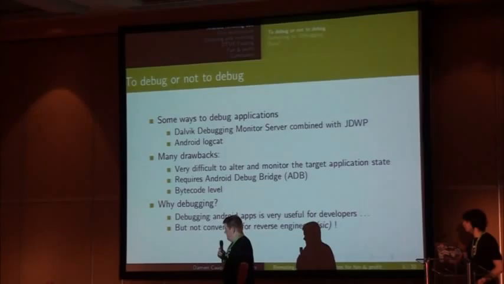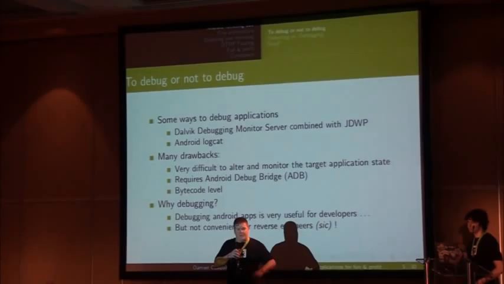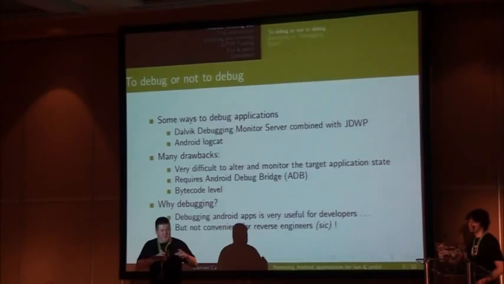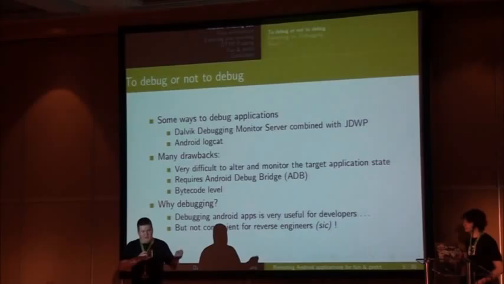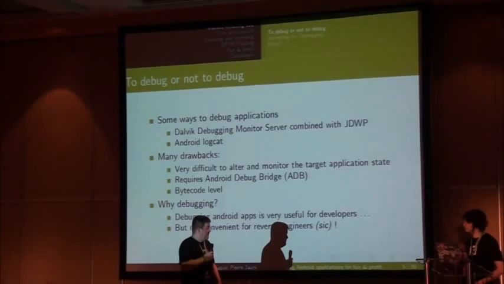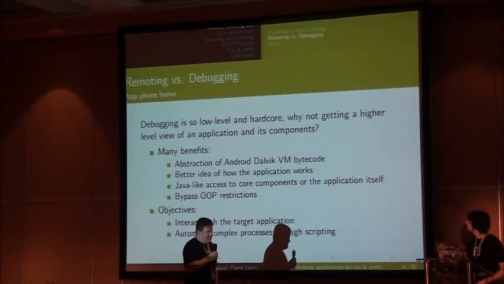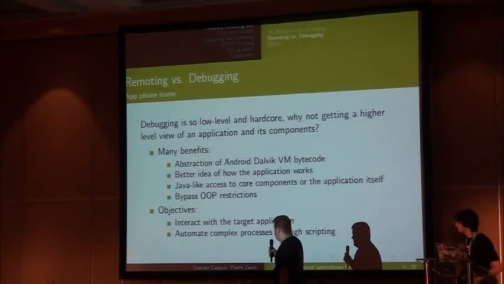Debugging is a very cool feature when you are developing an application, but it's not very convenient when you are a reverse engineer and you want an in-depth look at the application to see what it does, how it does this stuff, what the components are, and how these components interact with each other. So as I said, debugging is very low level. It provides only access to the bytecode properties, and you can also debug VMs.